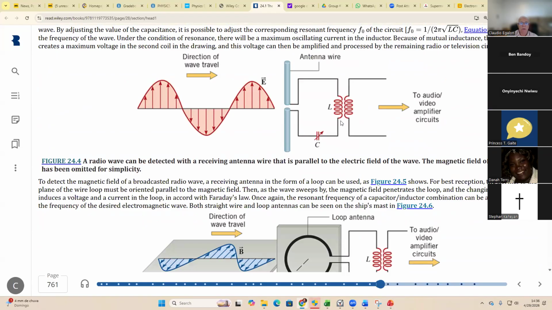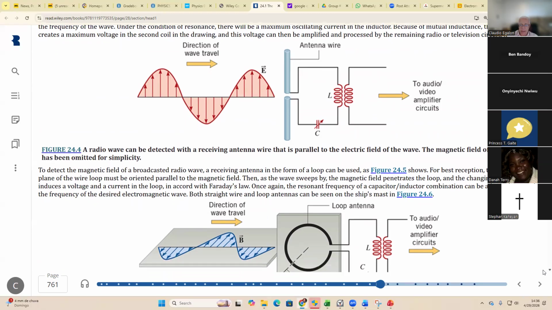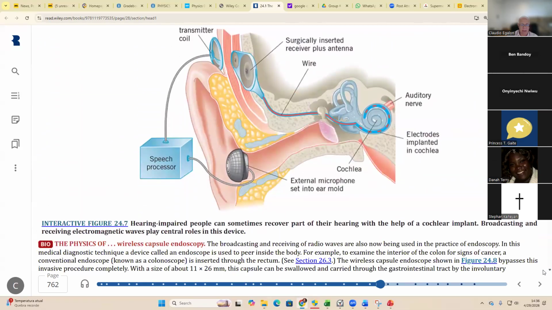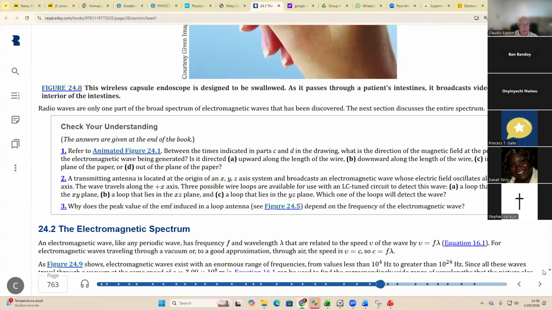Here we have an LC circuit that can generate this type of wave. He took away the resistance. He didn't put the resistance there, okay? An antenna, 2 wires connected to an LC circuit, generates this bouncing back and forth of the electric charge.